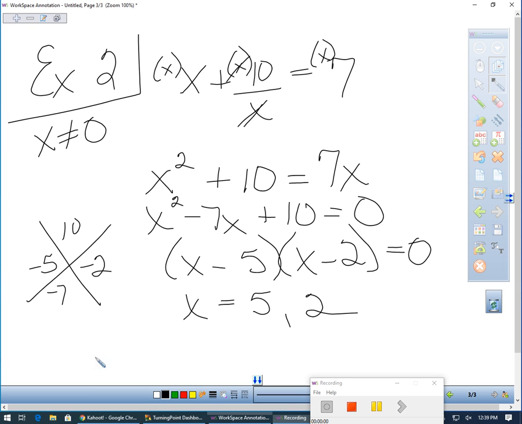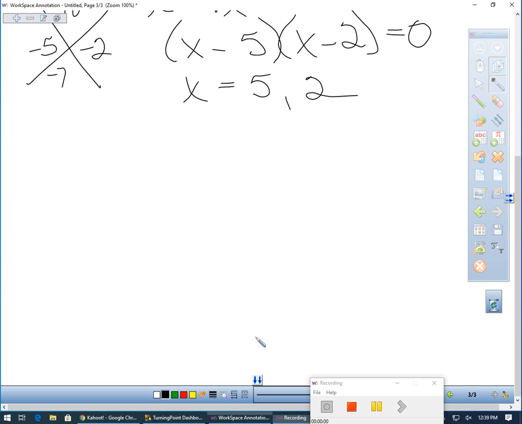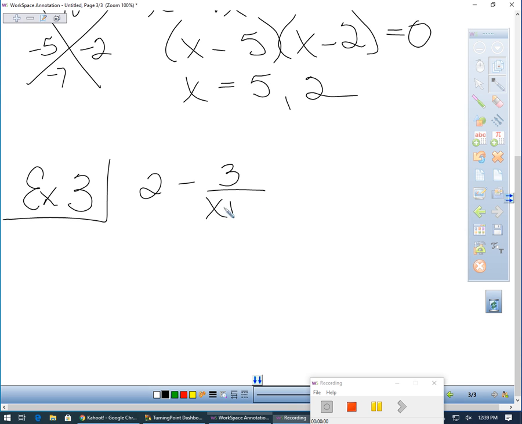Just making sure, are we doing okay? All right. So let's make it a little harder. Example number 3. Let's go with, how about, 2 minus 3 over x plus 4 equals 12 over x plus 4.